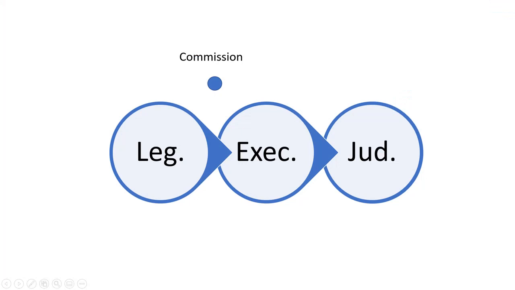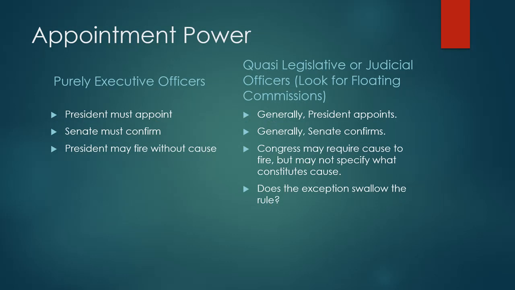Now, as to these commissioners, Congress is allowed to require that the president not fire a commissioner except for cause. Meaning you have to have some reason, right, to fire this person. You can't just fire them because they've lost your trust. However, the Supreme Court has also said that Congress is not allowed to dictate to the president what constitutes cause. That's why I have on the slide the question, does the exception swallow the rule?